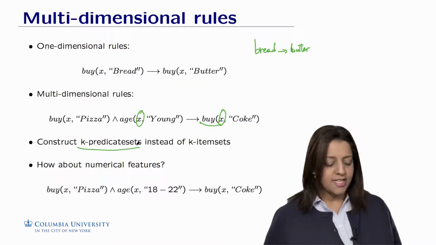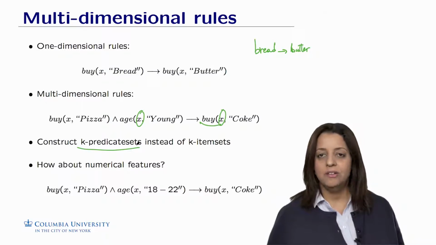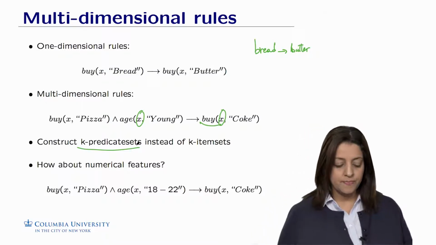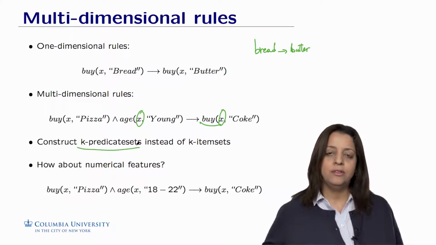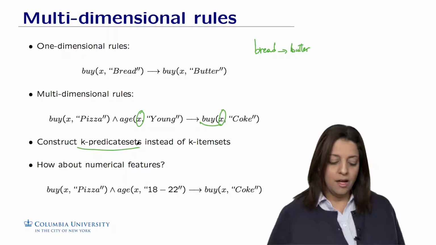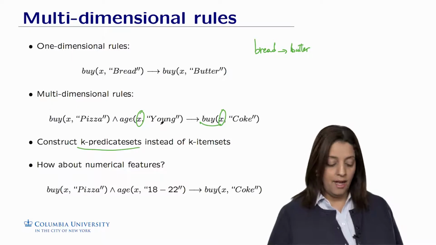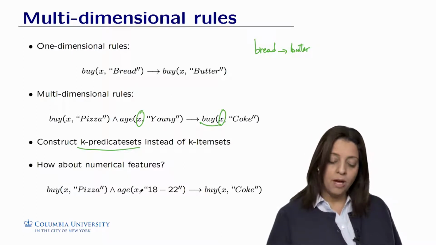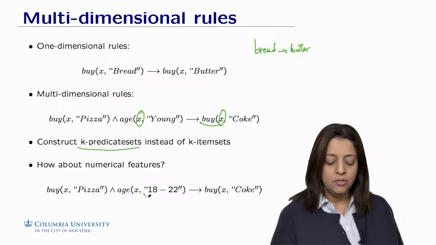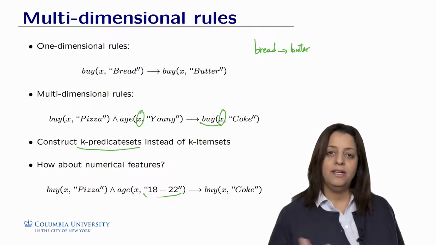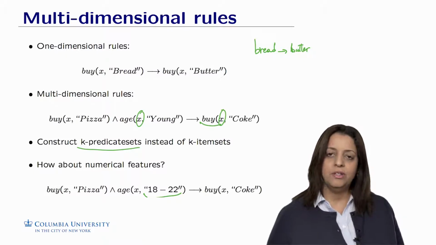Another question is how do we handle numerical features or numerical variables in the case of association rules? We could simply think about discretizing, or splitting the domain into different intervals. If you want to be specific about how young the customers are, you could say that most of the people who buy pizza and are between the ages of 18 and 22 tend also to buy Coke. So I'm going to discretize the feature of age into different ranges. But we will see that this is not necessarily the best approach to handle numerical features in the case of association rules.